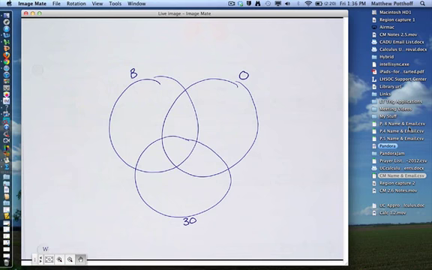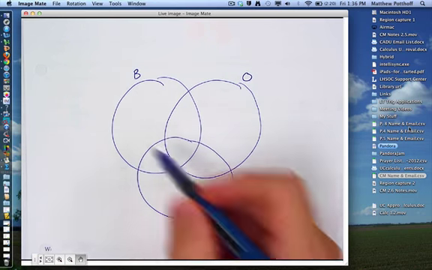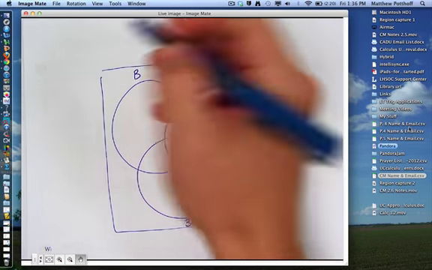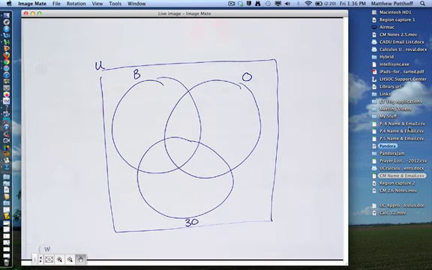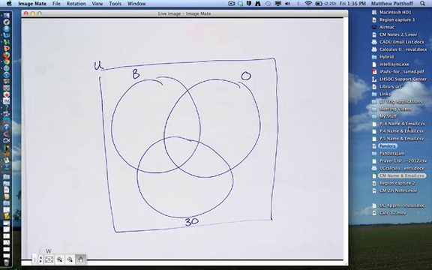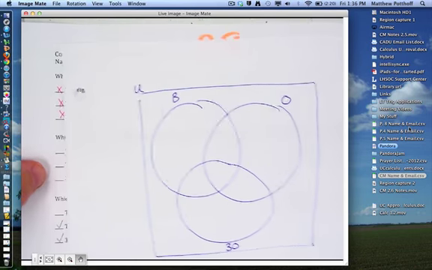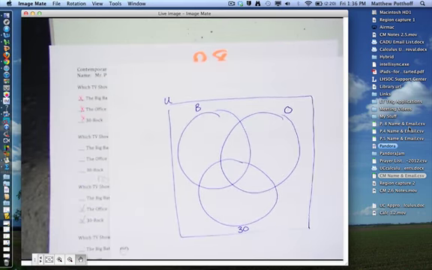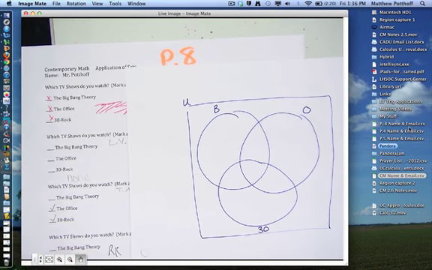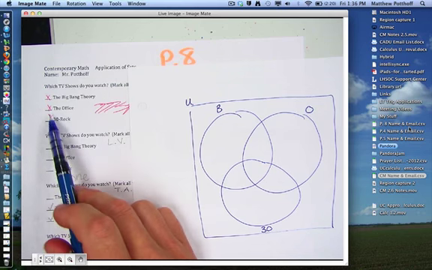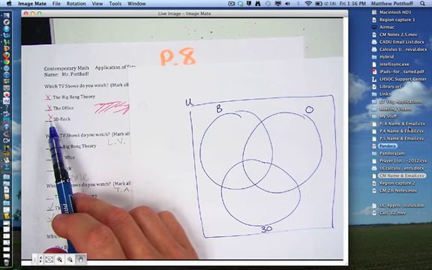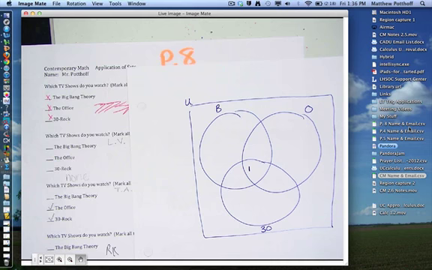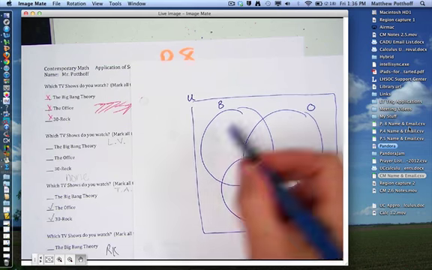Now when we're filling these out, you're just going to have to understand how each of these regions works. Oh, we also have our universal set right here. Okay, so now we just need to look at our responses and see how to do this. So for this very first one of mine, this is me, and I watch all 3 of these. So I would go in region 5, because that represents people who watch all 3.